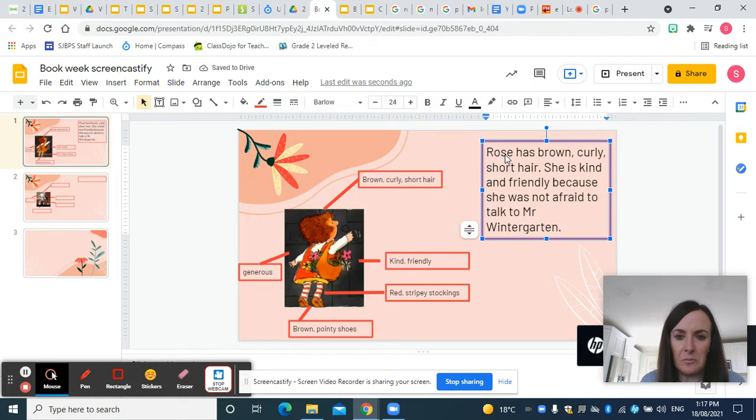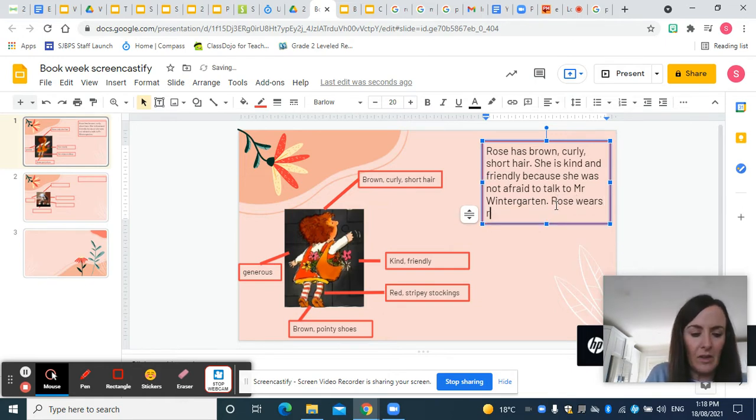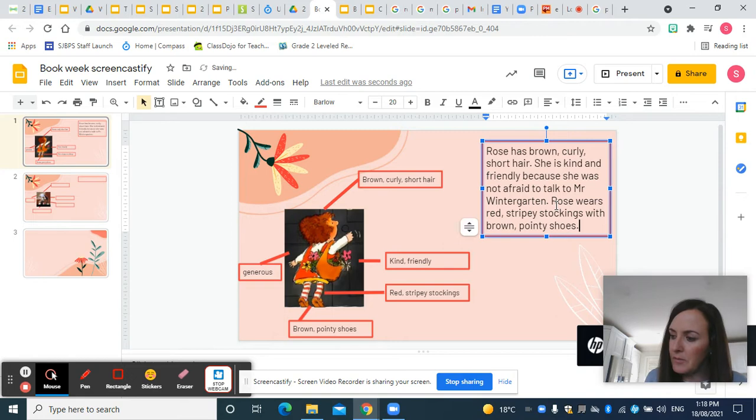The next two I might join together, and I might just have to make that a little bit smaller. The next two I might join together are the red stripy stockings and the brown pointy shoes. And I started my last sentence with the pronoun she, so I need to start with Rose again. So I might write, Rose wears red stripy stockings with brown, need a comma, pointy shoes. So we're building those noun groups.